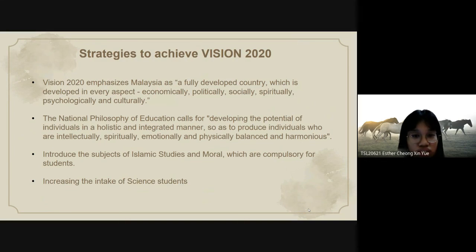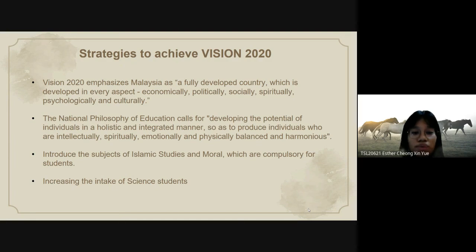So these are the strategies to achieve Vision 2020, which is Wawasan 2020. Vision 2020 emphasizes Malaysia as a fully developed country, developed in every aspect: economically, politically, socially, spiritually, psychologically, and culturally. The national philosophy of education calls for developing the potential of individuals in a holistic and integrated manner, so as to produce individuals who are intellectually, spiritually, emotionally, and physically balanced and harmonious.